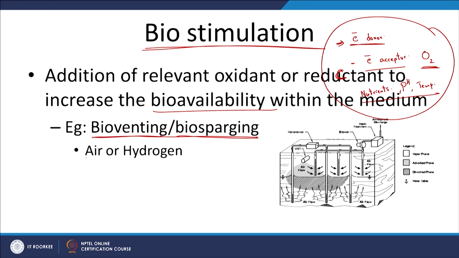So typically what can we provide? We can provide air. When we say we are providing air, what does that mean? I am providing oxygen to the system, which is an electron acceptor, right? So if my particular contaminant is hydrocarbons, let us say petrol or diesel has leaked from my underground storage tanks or such, let us say, and is now an issue there.